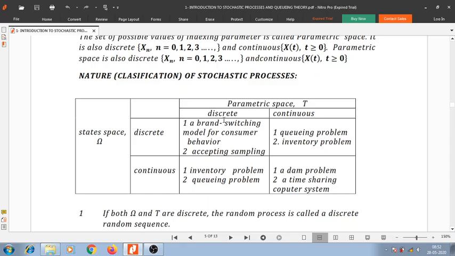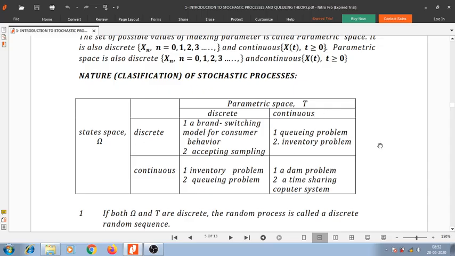Under this domain, there are many applications. The familiar applications here are the brand switching model for consumer behavior, which is one of the applications for business and management people. And the second one is acceptance sampling. Acceptance sampling plays a vital role in statistical quality control for production lines. Similarly, the state space is discrete, the parametric space is continuous.